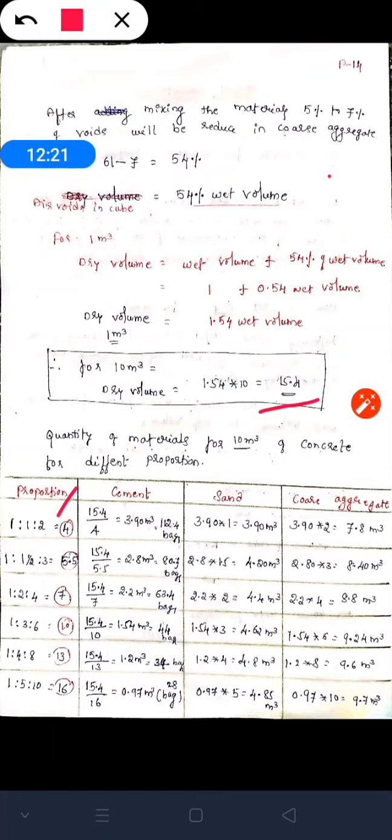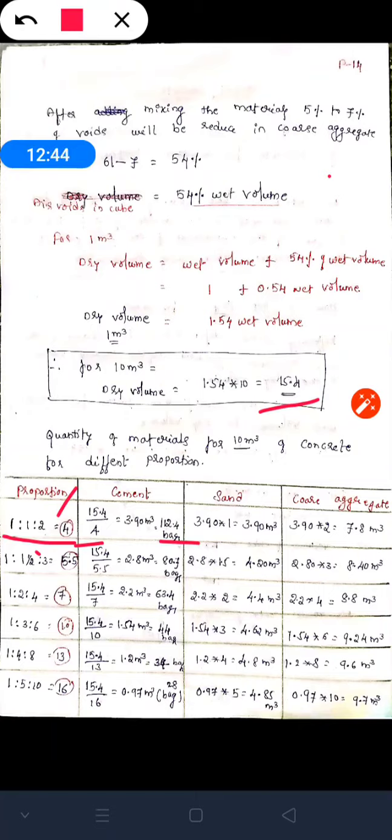Then we got 15.4. The first proportion is 1:1:2 here. After adding all these values we got 4. Then the dry volume is 15.4 divided by 4, and we got 3.90. Then the number of bags of cement equals 112.4. How did we get this 112.4? How do you calculate the number of bags here?